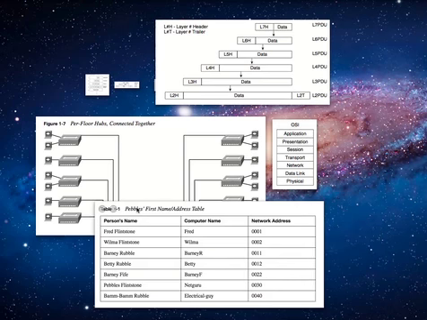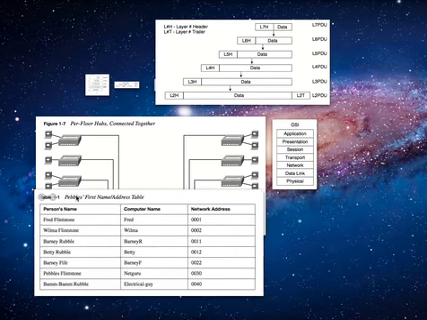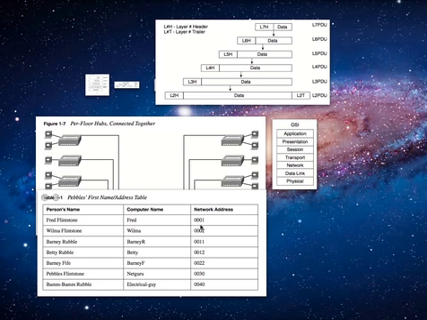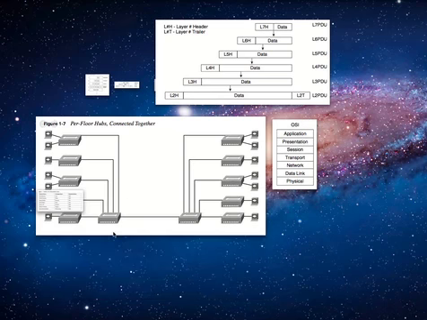Okay, here's network addresses. So basically a session would look like an IP address. This is a fake network address, but it'd be some sort of IP address, which we'll discuss later on, with a port number attached to it.